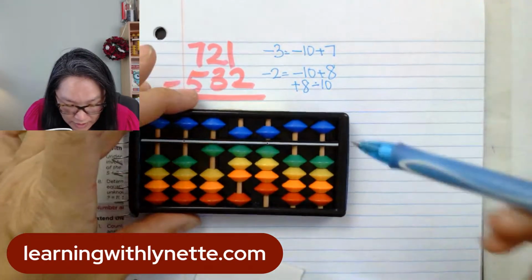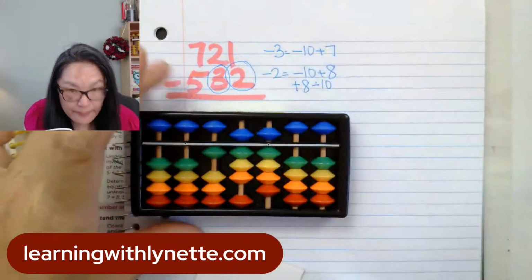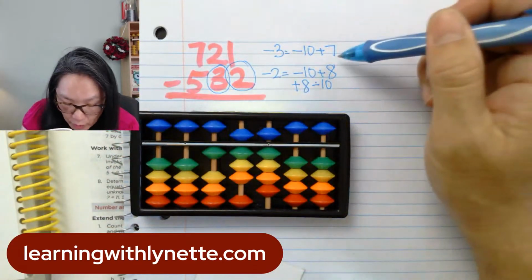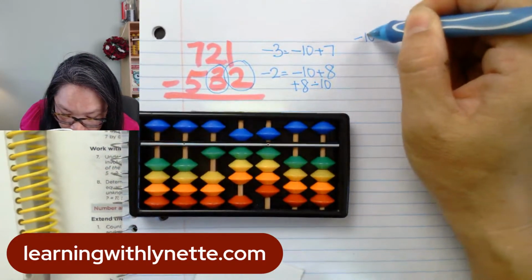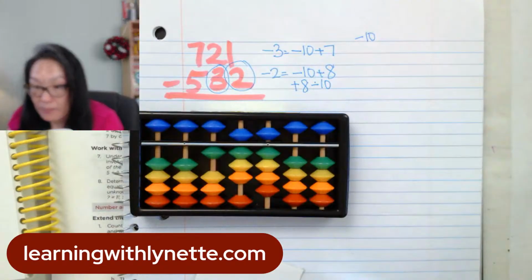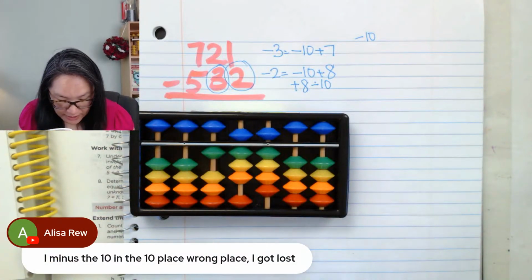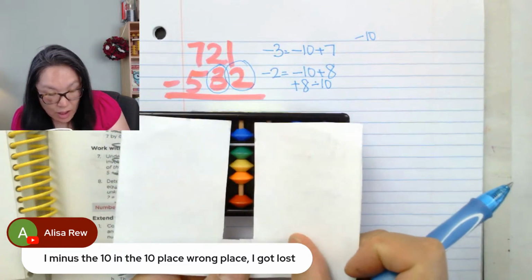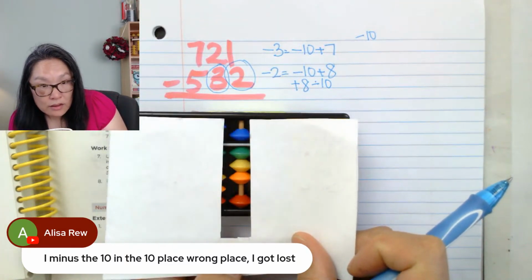What did I just do? This was regrouping, and then this one was regrouping. Regrouping only means minus 10s. That's all it is. I minus the 10 in the wrong place. I got lost. You might need to use the column separator, right? So we can do it again.